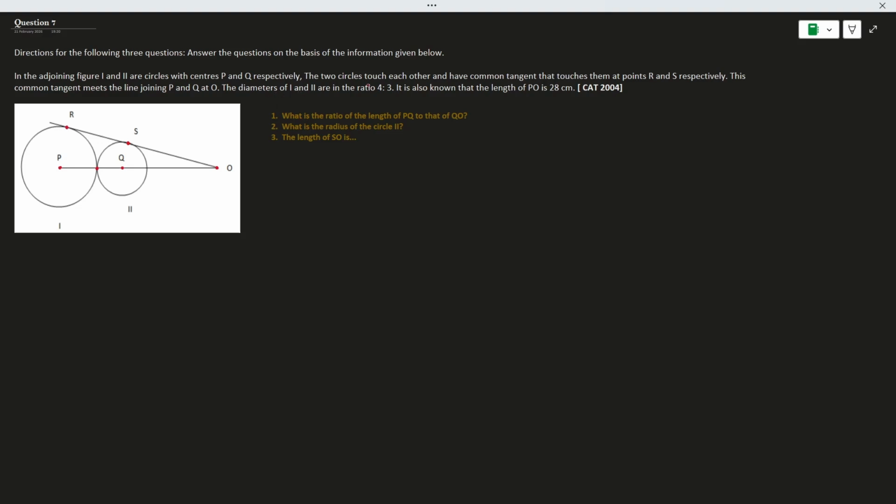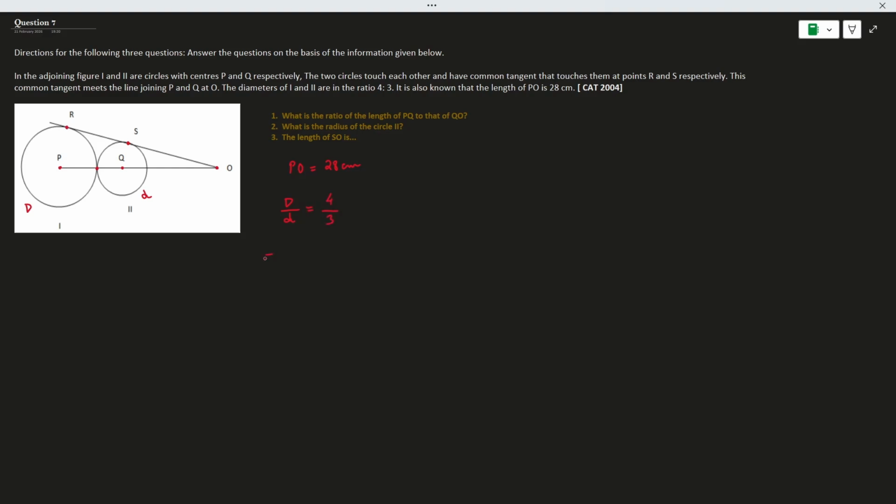The diameters of 1 and 2 are in the ratio 4:3. It is also known that the length of PO is given. What is given? PO is equal to 28 centimeters. Okay. See, the ratio of the diameter of circle 1 to that of circle 2 is 4:3. That means the radii of the two circles will also be in the same ratio. Suppose I will prove this. So this is D, the diameter, and this is small d. So what is D by d? This is given, right?